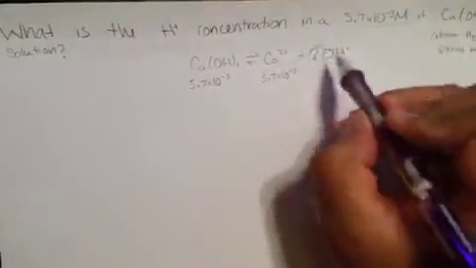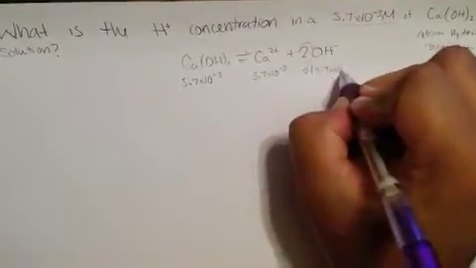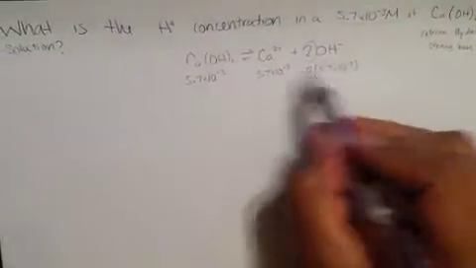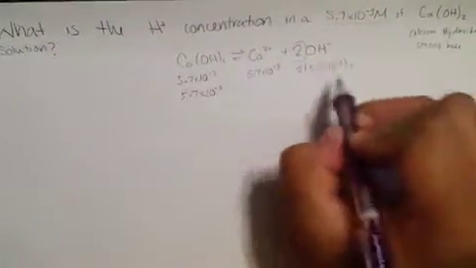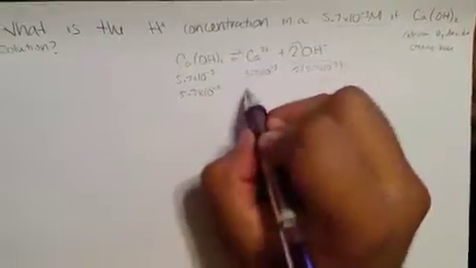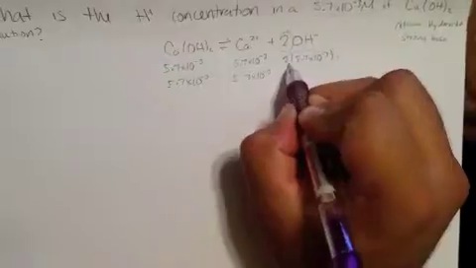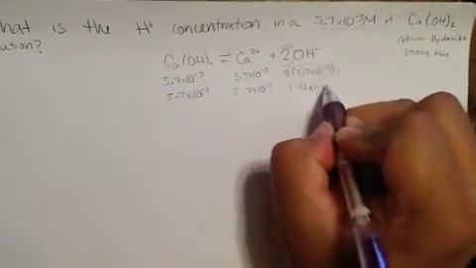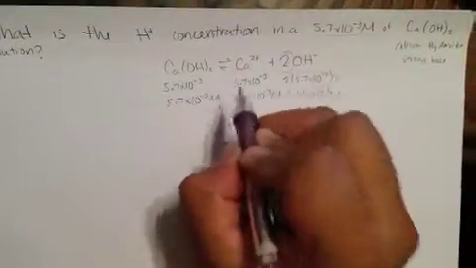But right here, it's dissolving twice as fast. So you're going to have 5.7 times 10 to the negative third. Now I'm just going to write them again, solving for the new: 2 times 5.7 times 10 to the negative third. If you plug this into your calculator, you get that it's 1.14 times 10 to the negative 2. Remember, all this is in molarity.